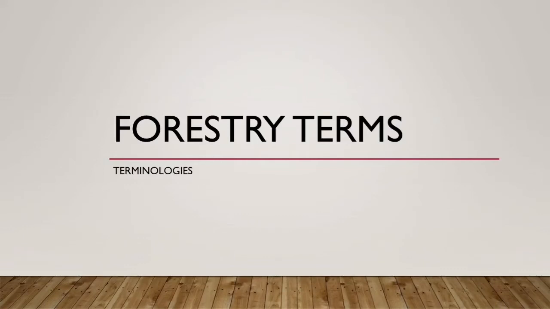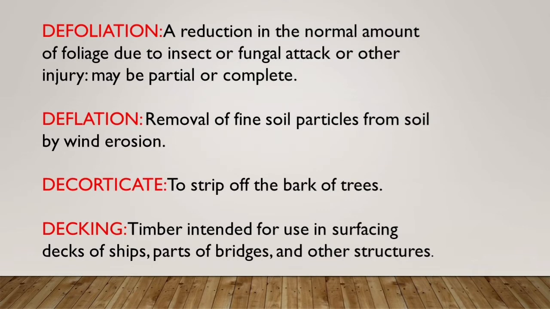Hello everyone, today we are going to learn about forestry terms and terminologies. Some of the terms are given here. Now let us understand what each individual term means. First one is defoliation. What is defoliation? Defoliation is the process of falling down of leaves from any tree.